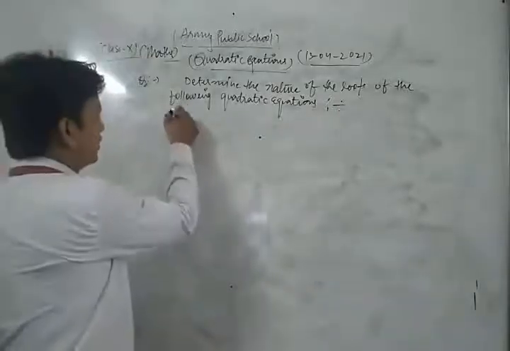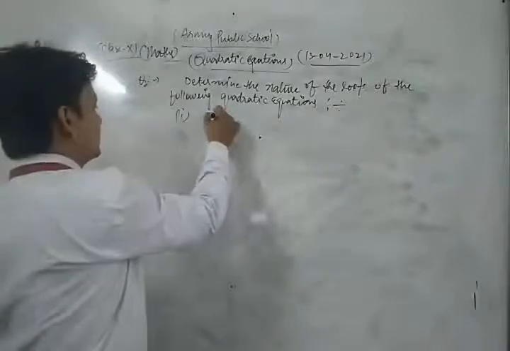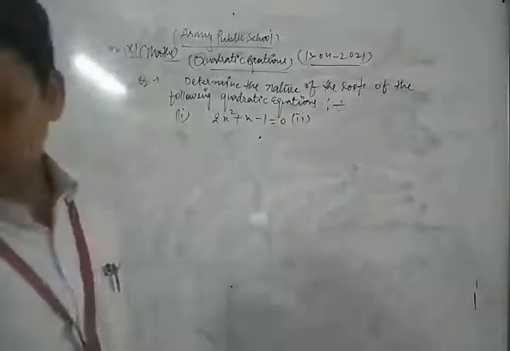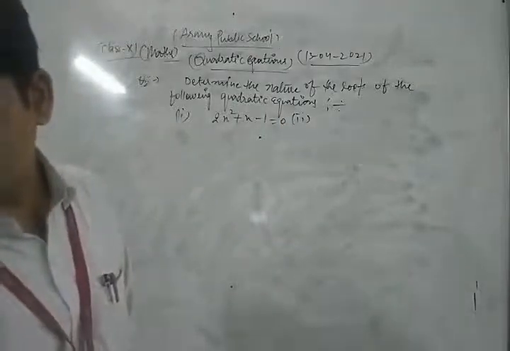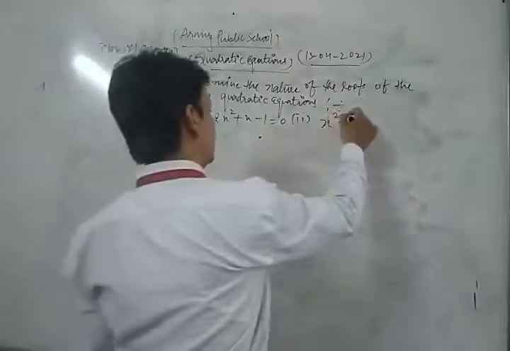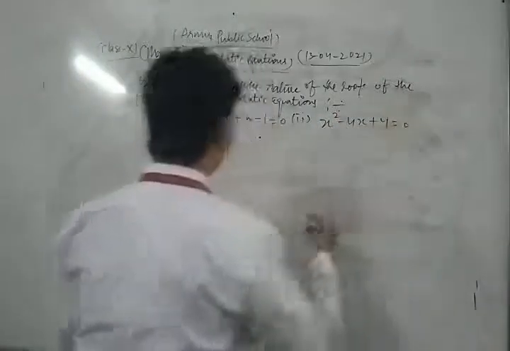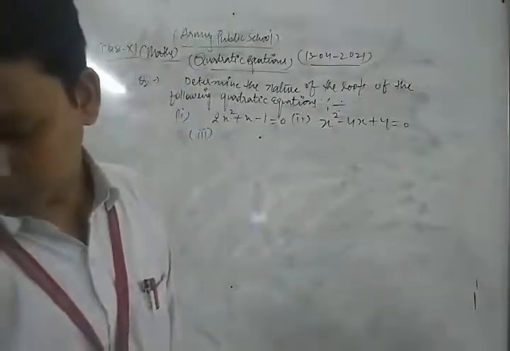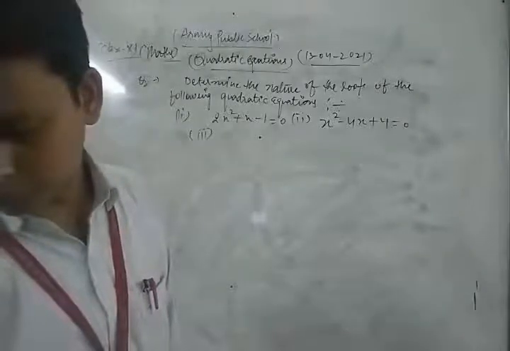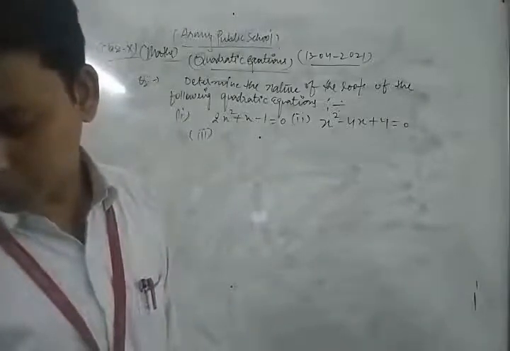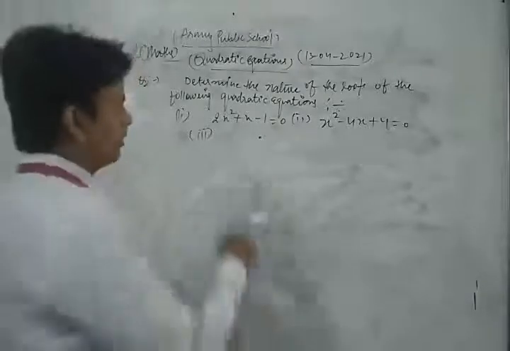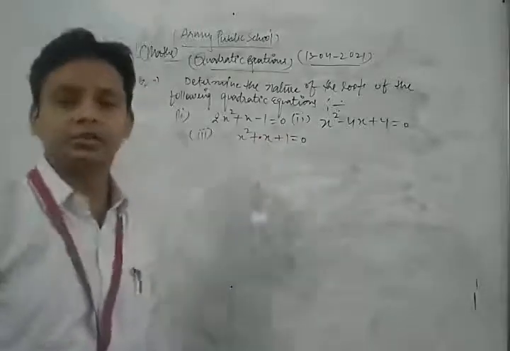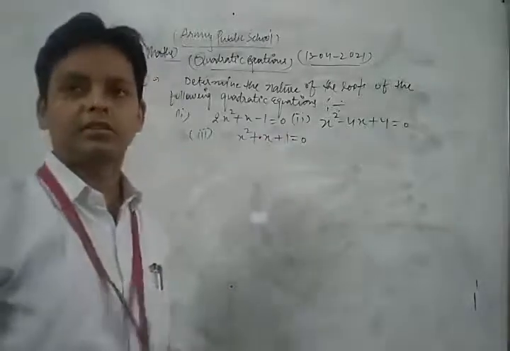First equation is what? 2x square plus x minus 1 is equal to 0. Second one is what, dear student? x square minus 4x plus 4 is equal to 0. And third one is what, dear students? x square plus x plus 1 is equal to 0. So dear student, in that question there are three equations.